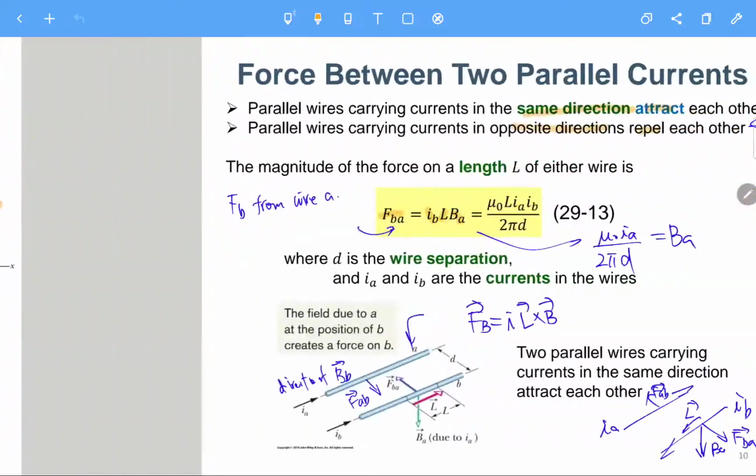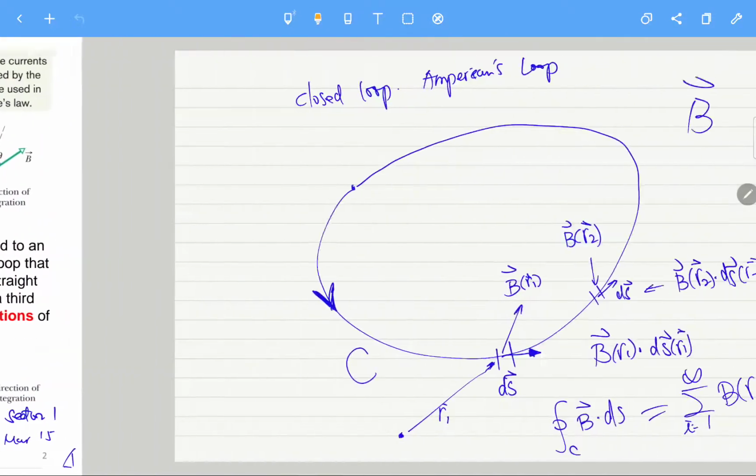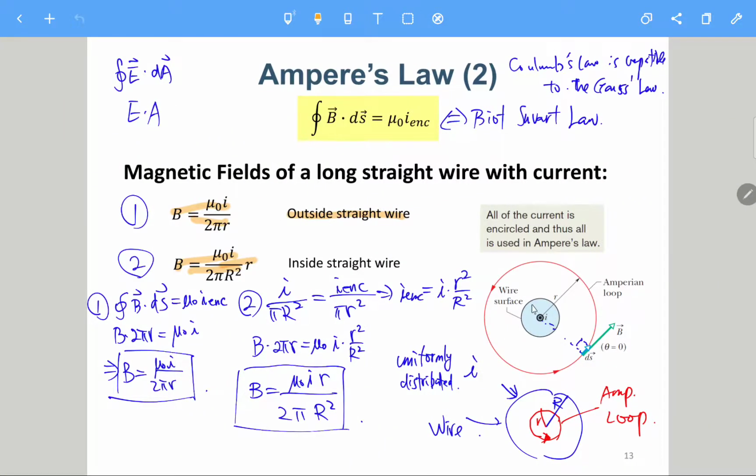However, if we assume this wire to have a radius of a capital R, then as long as you consider a point outside of this wire, you can still use this same expression to find the magnetic field magnitude. However, if you consider the magnetic field inside the wire, then it is different.